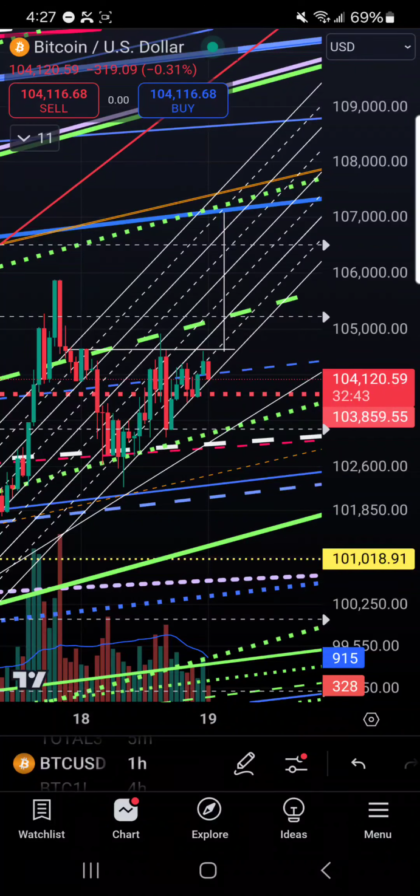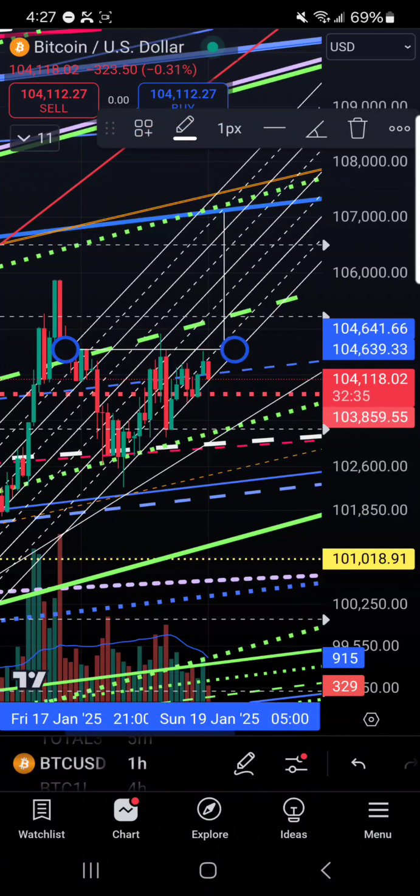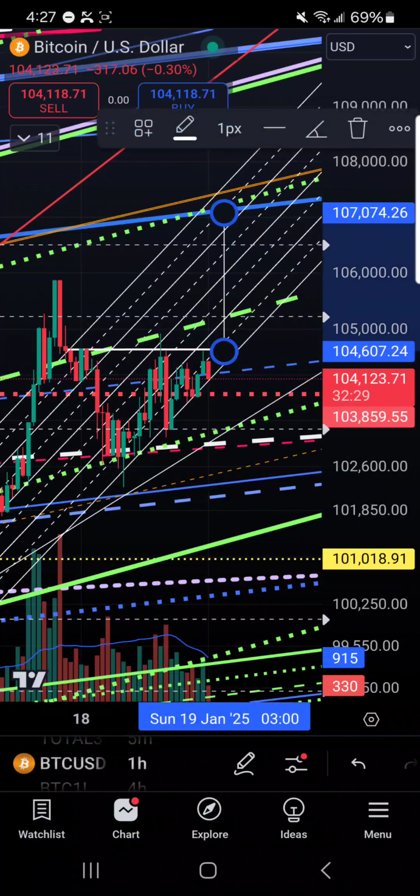Here we are looking at the Bitcoin US dollar index on the hourly time frame, and we have an ascending triangle formation going on currently. Let's make this a little darker there. There you go. And there's our target.